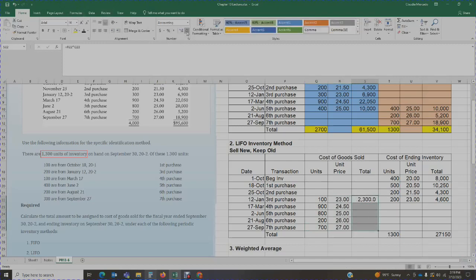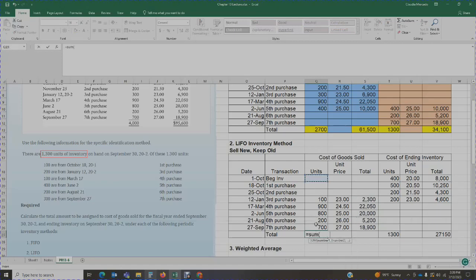And this is what we got. Now I'm going to do a little math. I'm going to add all of my columns. And let's see what we get. So if you see, I still have 2,700 units that I sold. That does not change. And I still have 1,300 units that have not been sold. So the 2,700 is what we've sold. The 1,300 is what we still have not sold. That is our ending inventory.